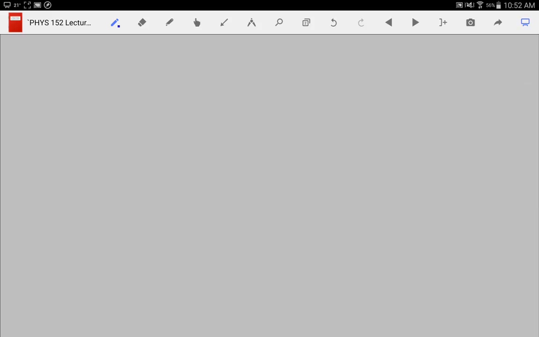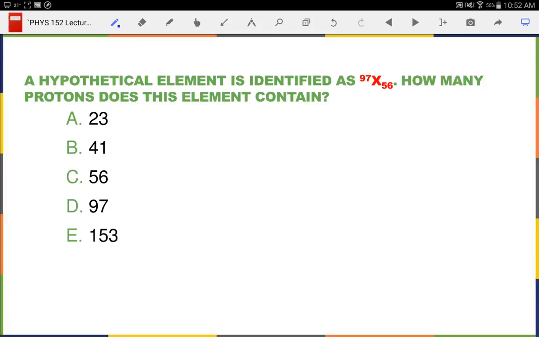Oh wait, now we have my clicker question. Then the next slide will continue on. I knew I shouldn't have separated things. Okay, so we will do the clicker question so I don't forget it. A hypothetical element is identified as X, with mass number 97 and atomic number 56. How many protons does this element contain?